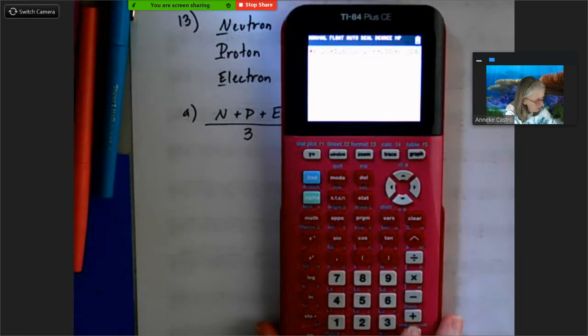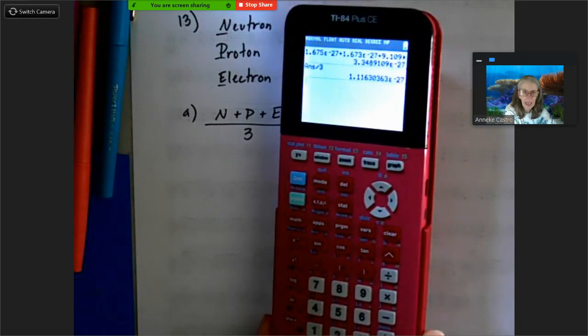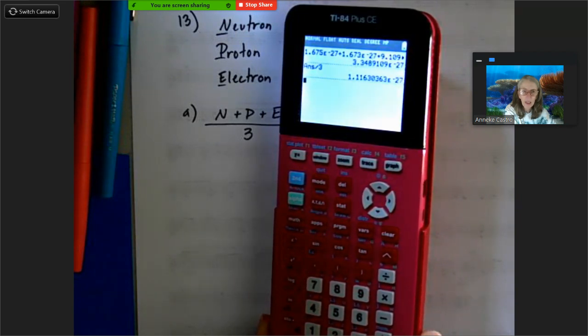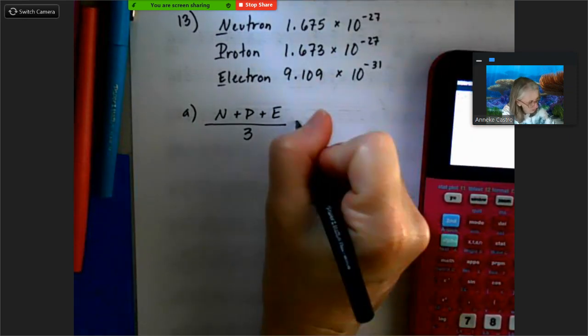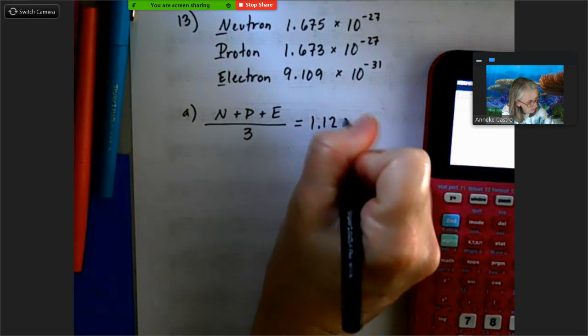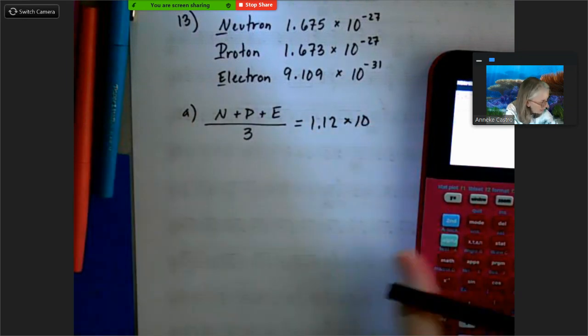I'm going to hit enter and then divide by 3 to get my mean, and it spits it out in scientific notation. If we want three significant figures, it's going to be 1.12 times 10 to the negative 27th. So this would give me 1.12 times 10 to the negative 27.